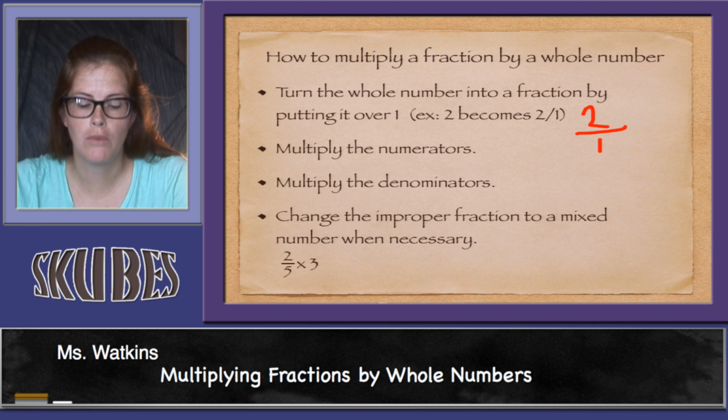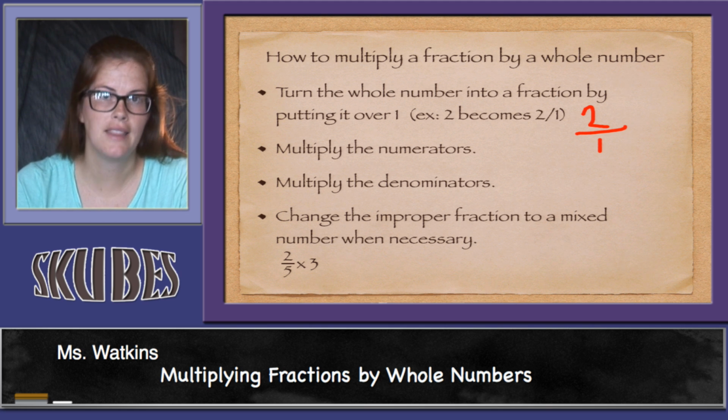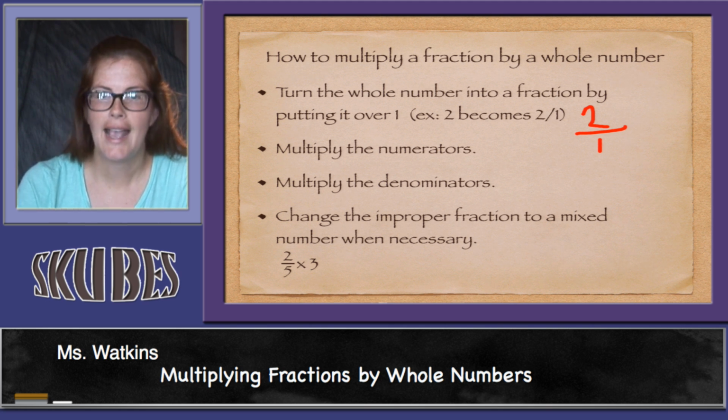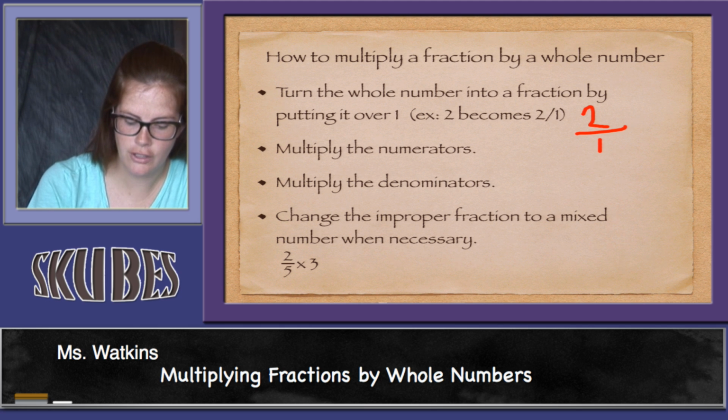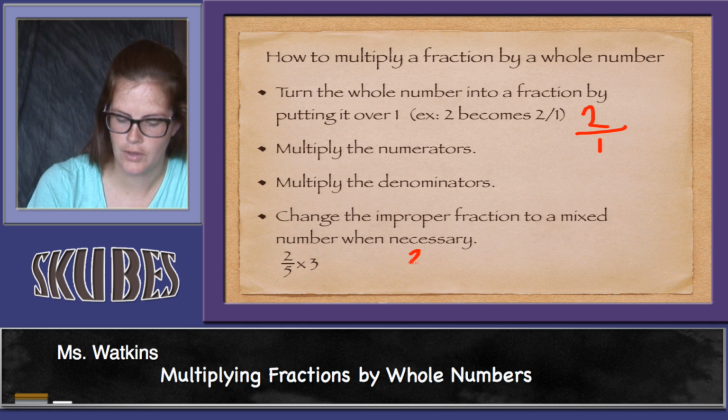The next step would be to multiply the numerators and then multiply the denominators. And then if necessary, you can change the improper fraction to a mixed number. So let's look at our example here. We have 2/5 times 3.